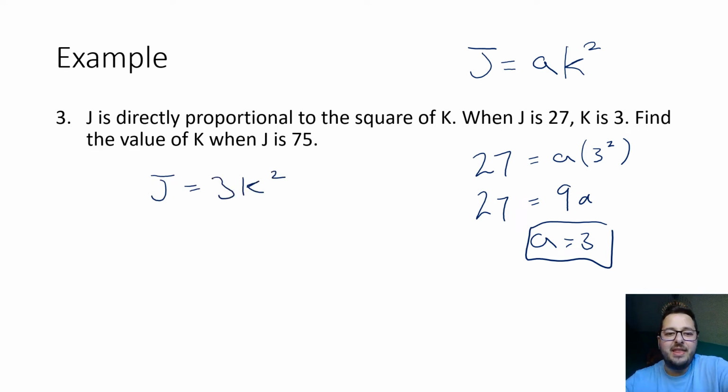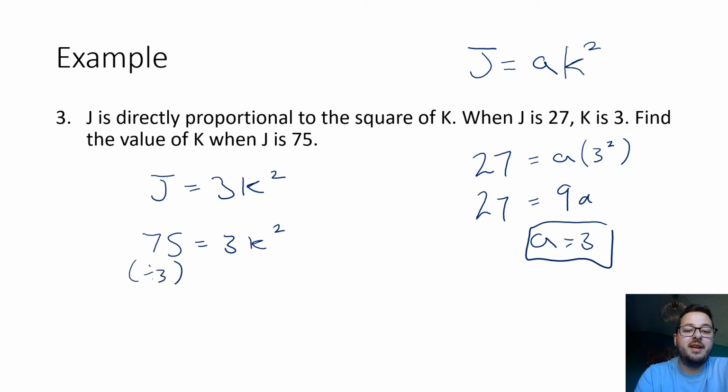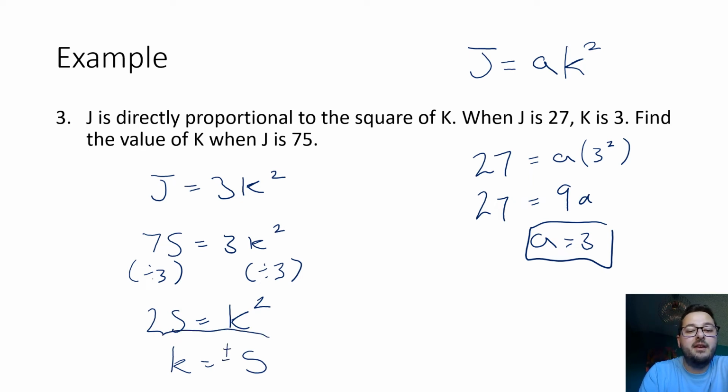And then the question says, find the value of k when J is 75. So we've got that 75 equals 3k squared. And we can solve this. First, we can divide both sides by 3. So 75 divided by 3 is 25. And we're just left with k squared. So what squared is 25? Well, it's 5. And it could be minus 5 as well. So let's put plus or minus 5. Just a reminder, minus 5 times minus 5 would give you plus 25 as well. So it could be minus 5.